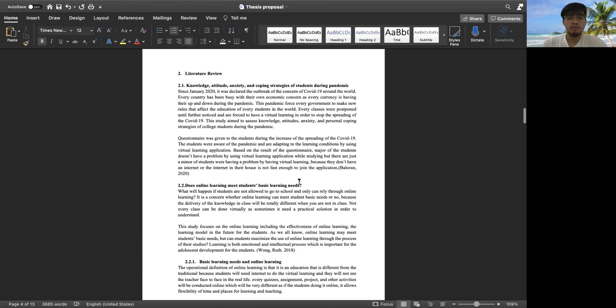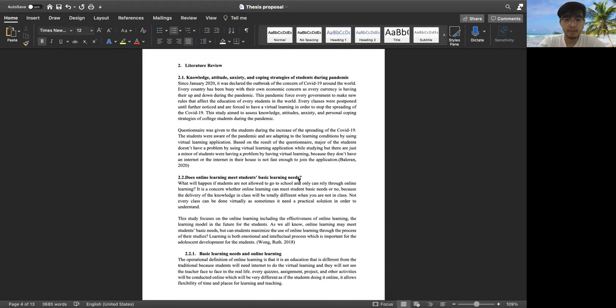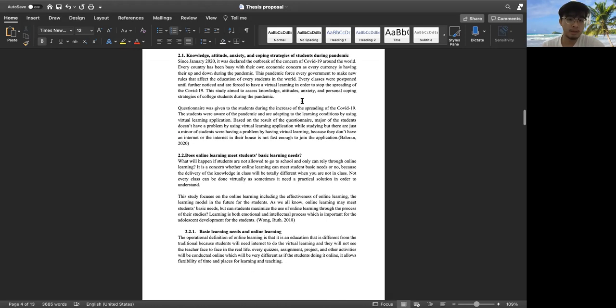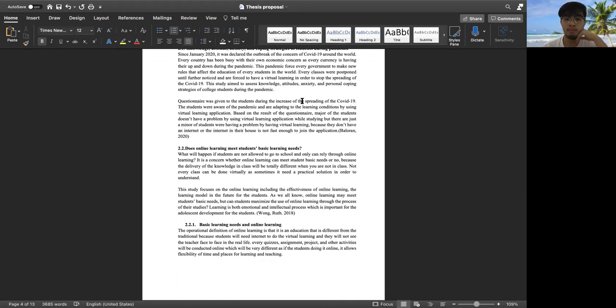And let's go on to chapter 2, which is literature review. So literature review will give the reference of what this research would look like. The first one is knowledge, attitude, anxiety, and coping strategies of students during pandemic. Second one, does online learning meet students' basic learning needs?